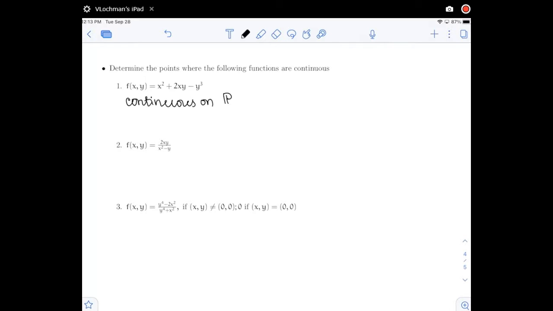on R2. Another way of saying all ordered pairs x, y. Think about which values of x and y I can plug in and have this function be defined, right? Anything. It's a polynomial function. Polynomial functions are nice and easy to deal with. So this function is continuous everywhere, everywhere on R2.